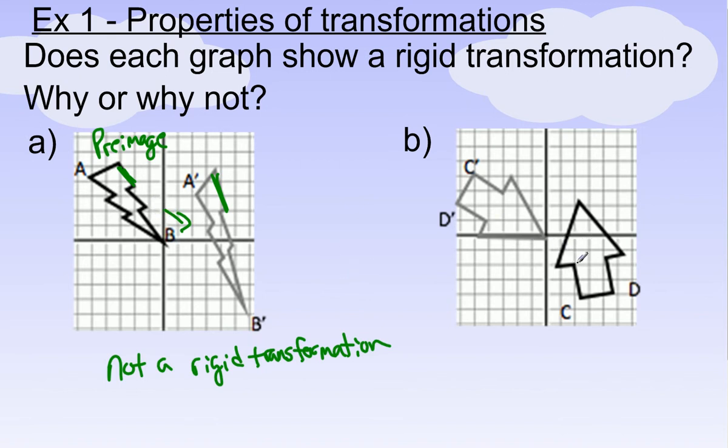Letter B. Looking at it, I don't see anything that looks terribly far off. I mean, this side looks to be the same as this side. Those are corresponding. They look to be about the same size. And same thing with like this side here and this side here. They appear to be the same size. So I would say those look like rigid transformations.